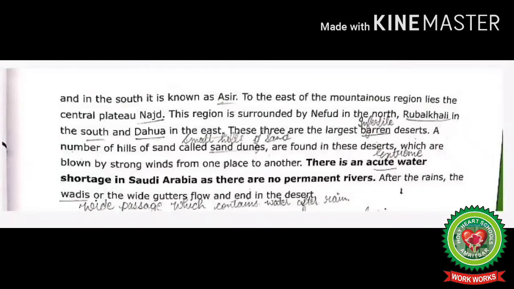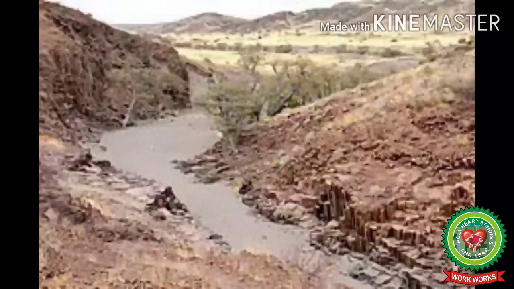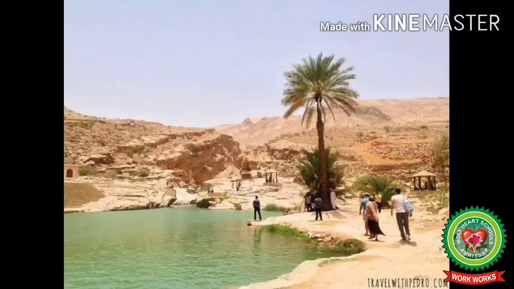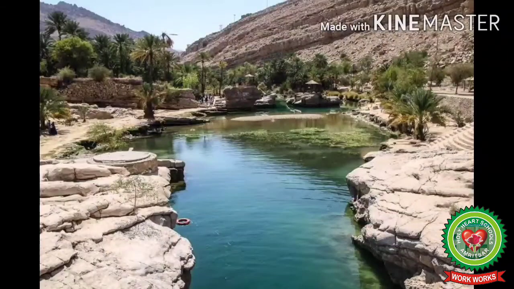There is an acute water shortage in Saudi Arabia as there are no permanent rivers. After the rains, the wadis or wide gutters flow and end in the deserts. The word wadis means a wide passage which contains water after rain. Students, there are no permanent rivers in the deserts. There are wadis or wide gutters which contain water after it rains.